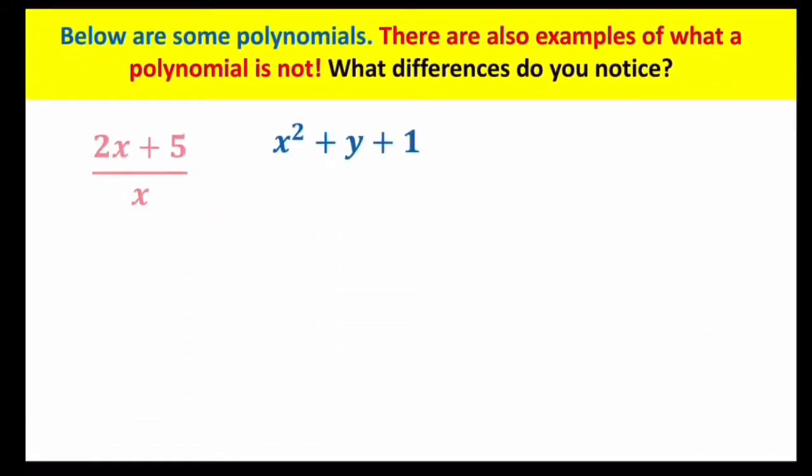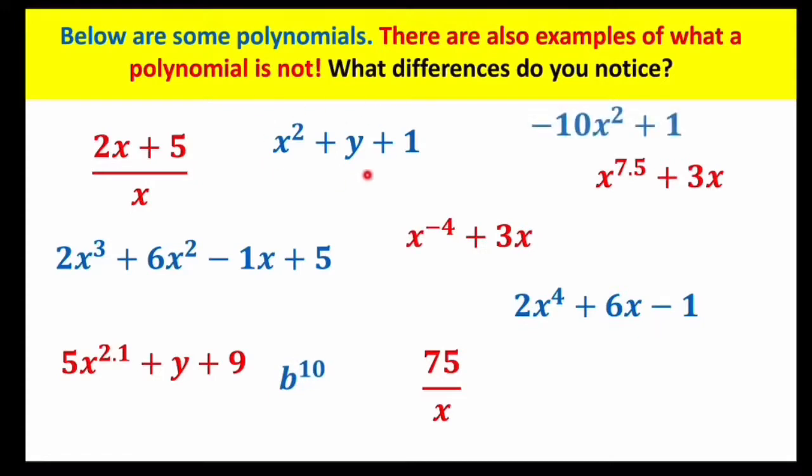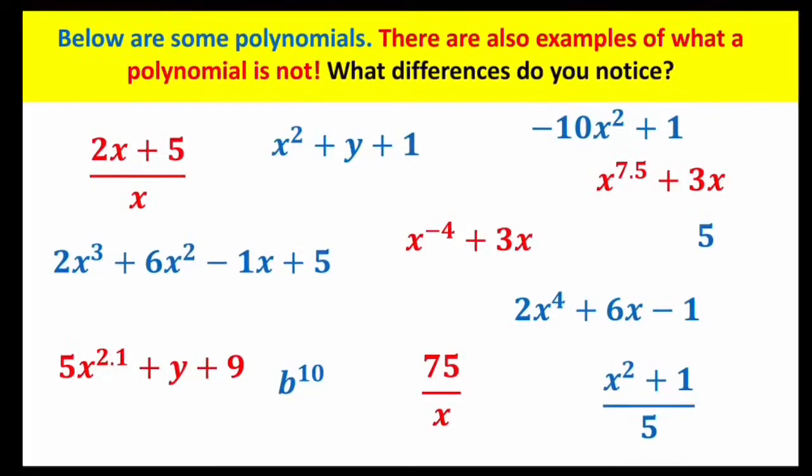Below, you're going to see some polynomials. I also have examples of what a polynomial is not. I've given those examples in red and the polynomials in blue. What I want you to do is pause the screen in a bit and take a look at what makes a polynomial and what does not make a polynomial. So I want you to take a look and just compare the different examples, the blue and the red, and see what differences you can spot out.